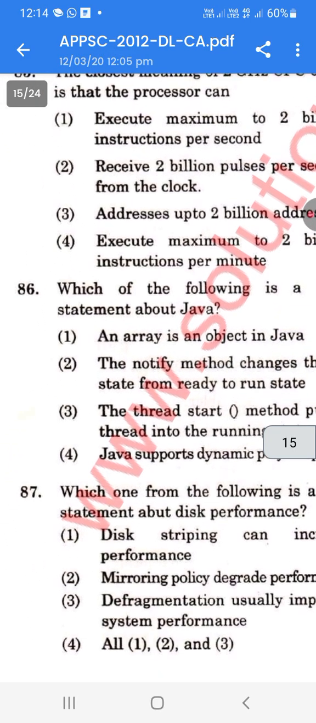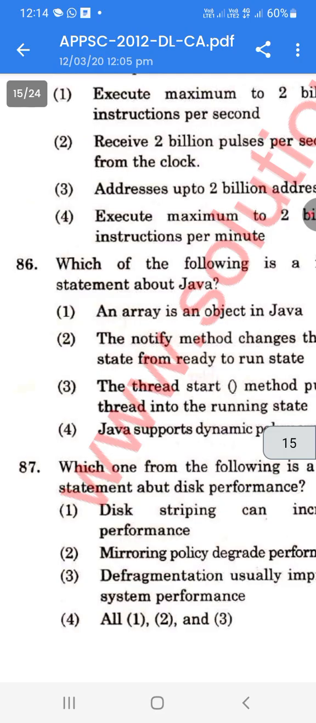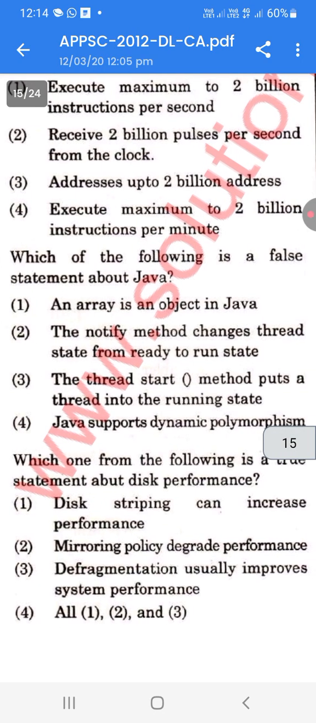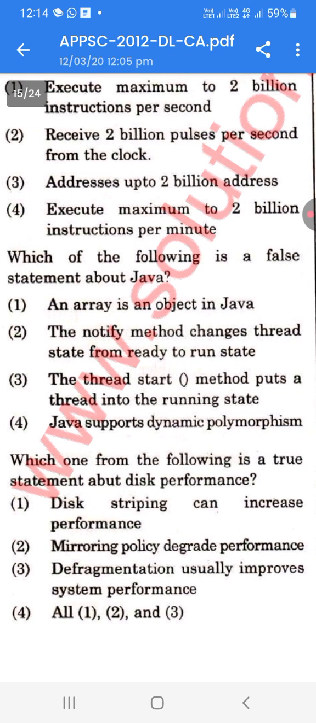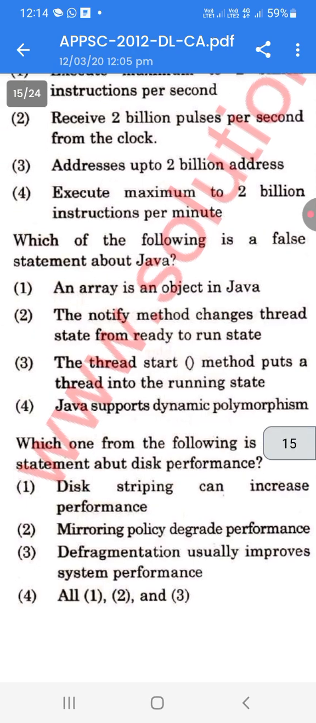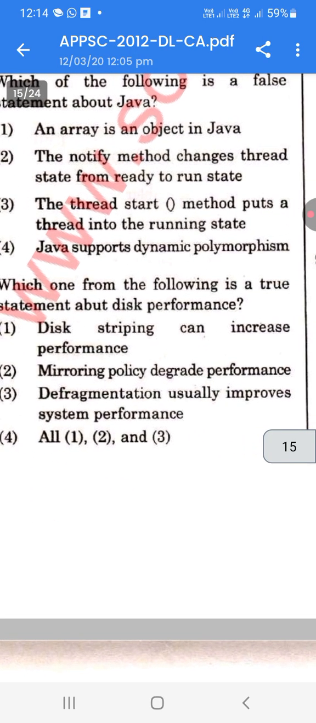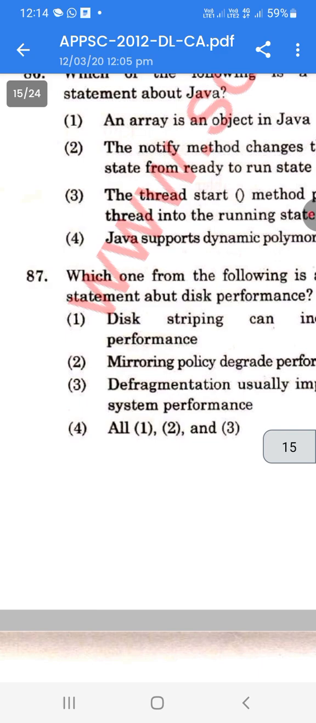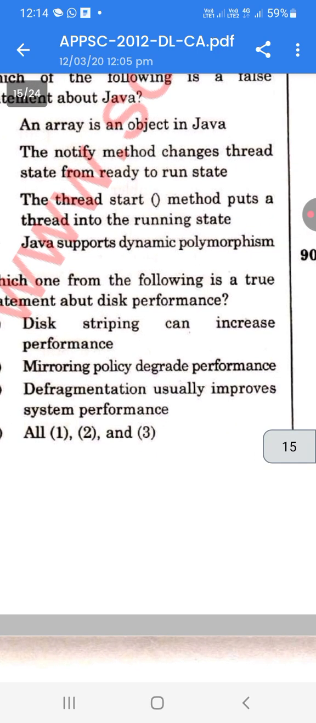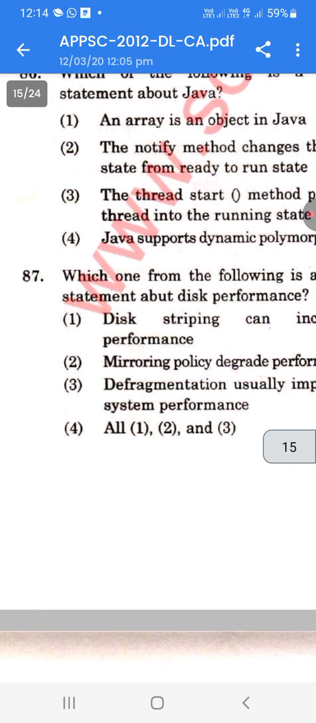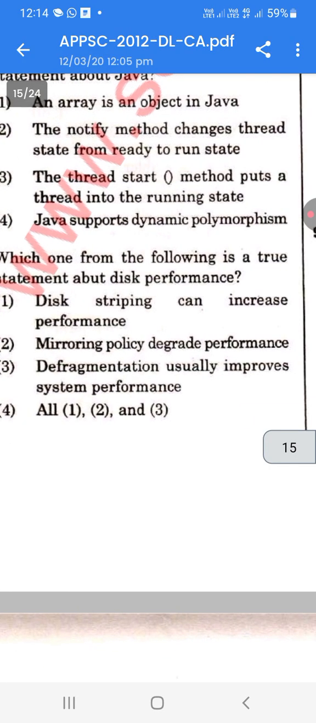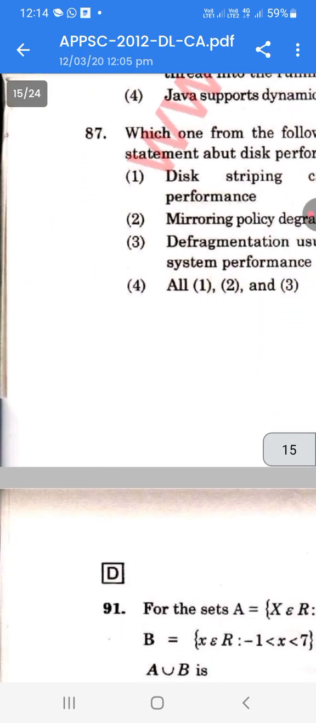Second one. Which of the following is a false statement about Java? 86. 3. The thread start method puts a thread into the running state. This is the false statement. Which one from the following is a true statement about disk performance? 87. All 1, 2, 3 are true. Disk striping can increase performance. Monitoring policy degrades performance. Defragmentation usually improves system performance.